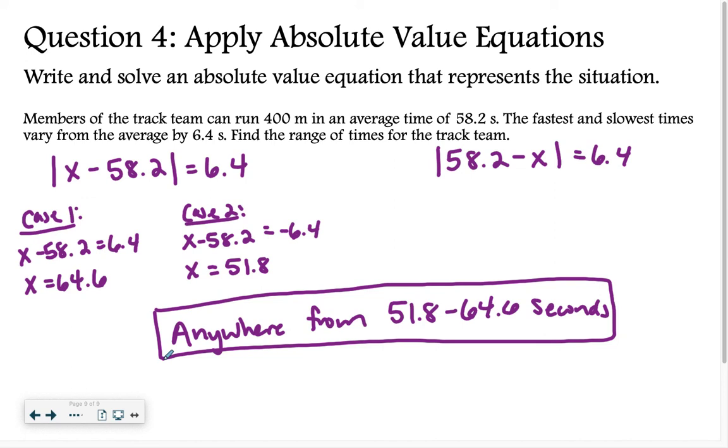Okay, so hopefully that gives you a good foundation to work from. If you have questions, please don't hesitate to ask. I know absolute value equations can seem rather overwhelming at first, and that's normal, okay? Just be sure that you don't let yourself sit there stuck and confused. Make sure you ask questions, okay?